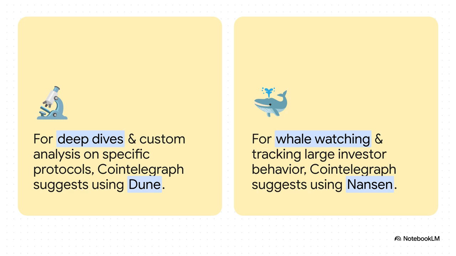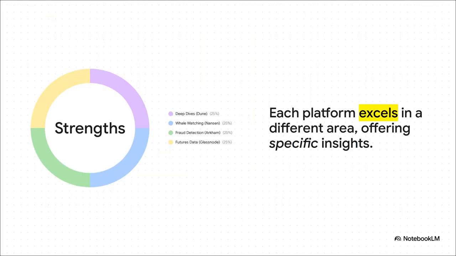If you want to build super specific custom dashboards and do these really deep, granular dives on a protocol, Cointelegraph's analysis suggests Dune is pretty much unbeatable. But if your goal is more like whale watching, tracking big investors and spotting broad market trends, then a platform like Nansen is probably a better fit for you. So the big takeaway here is that there's no single best tool. It's all about having the right tool for the right job.